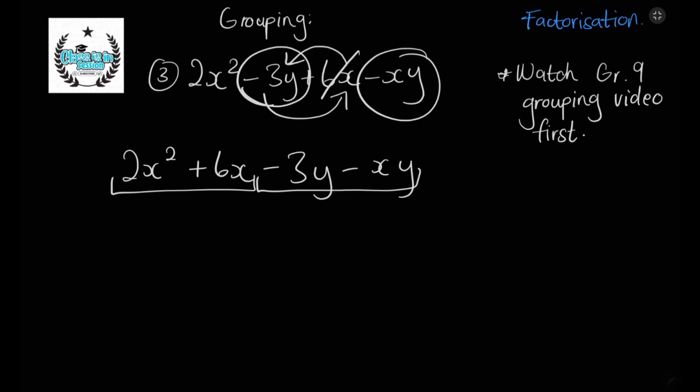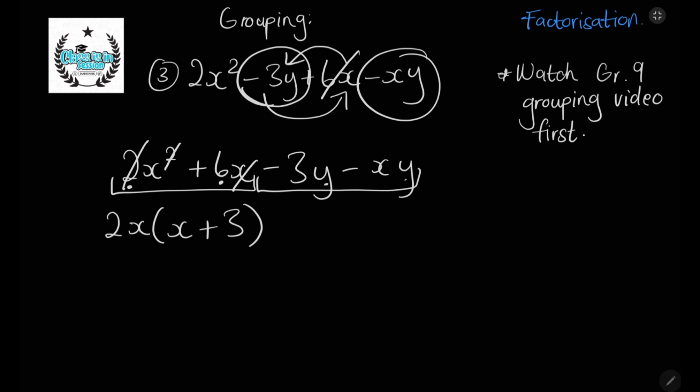For the first two terms, what can you take out? 2 and 6. What's the highest common factor? It's 2. We have x squared and x, so you can only take out an x. What are you left with? 2 divided by 2, it's 1. x squared divided by x, we're just left with x. Plus 6 divided by 2, it's a positive 3. x divided by x.